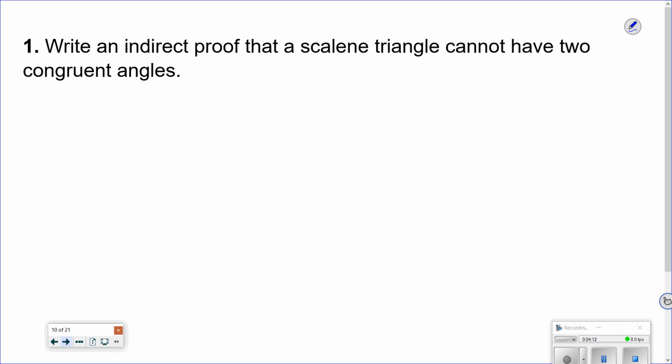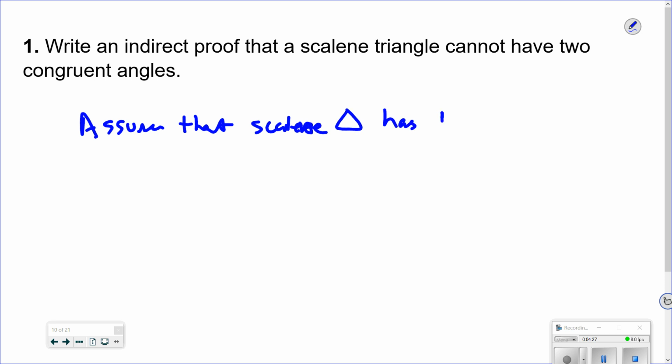So my assumption is, assume that a scalene triangle has two congruent angles.